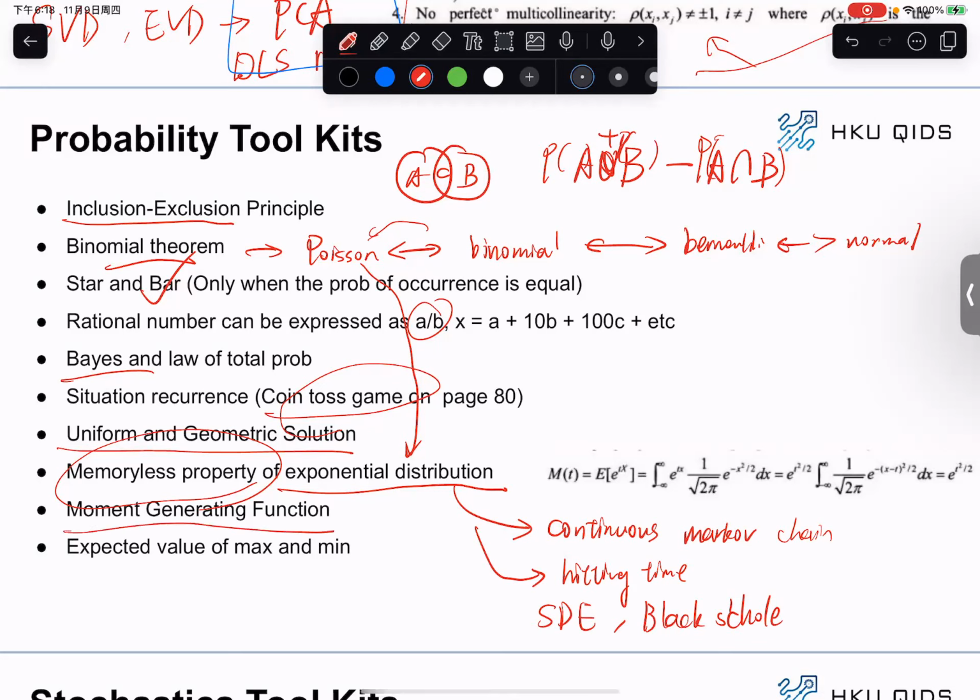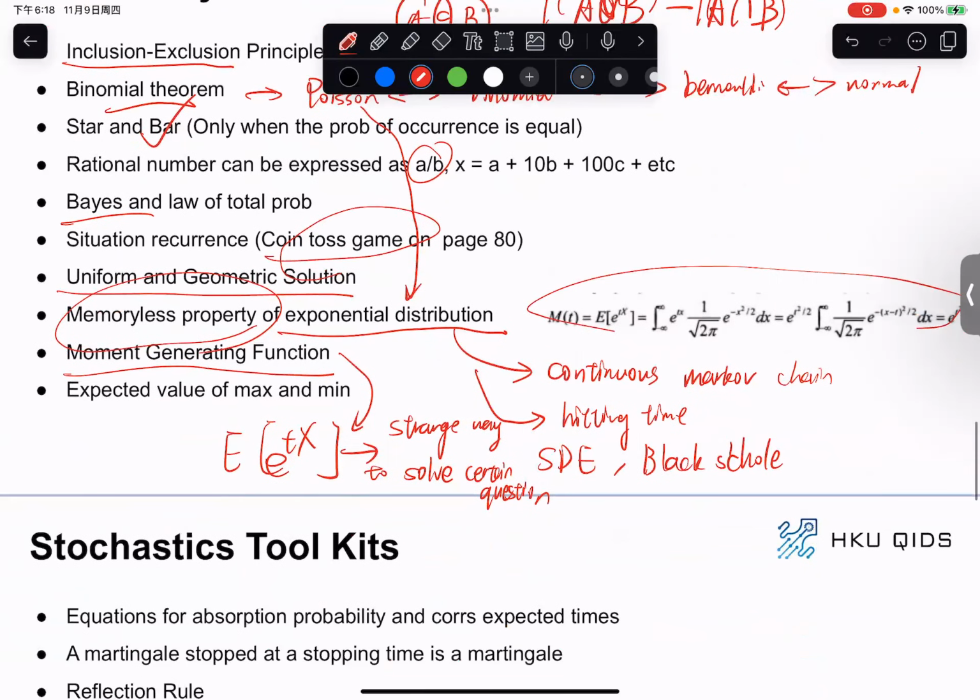And for the moment generating function, make sure you know the properties. You also need to know that E[e^(tX)], this expectation, may sometimes be a strange way to solve certain questions. Okay, it is written here. And also the expected value of max and min is in order statistics, chapter 4.6, I think. Just have a review of that, trying to memorize some important properties, like what's the distribution of the maximum of the uniform distribution and what's the minimum.